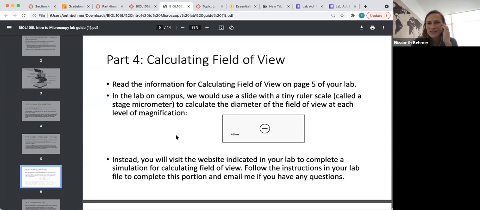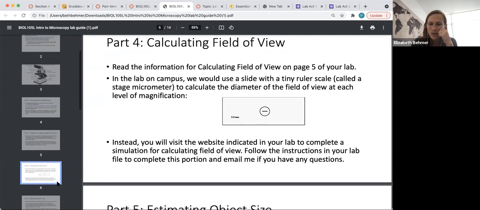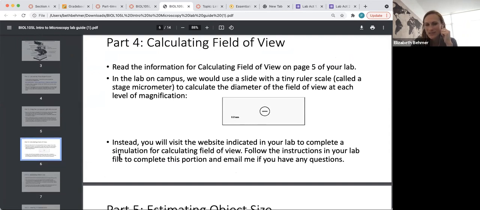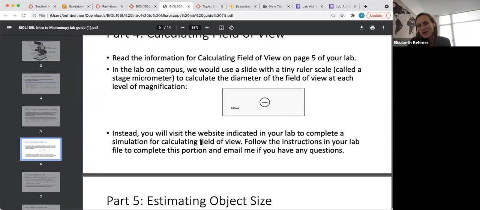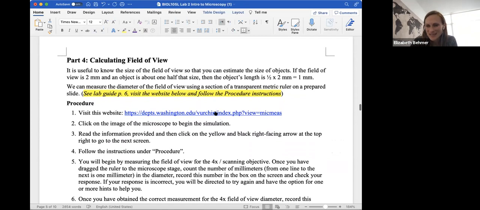Part 4 is calculating the field of view. In the lab, we would use a slide with a tiny ruler scale to calculate the diameter of the field of view, and instead you will visit the website indicated in your lab to complete a simulation for calculating a field of view. What we're going to try to calculate is the distance or the measurement of the field of view that you're looking at. You will use your worksheet and this website to calculate the field of view using a microscope simulation. So I will let you visit this lab website.